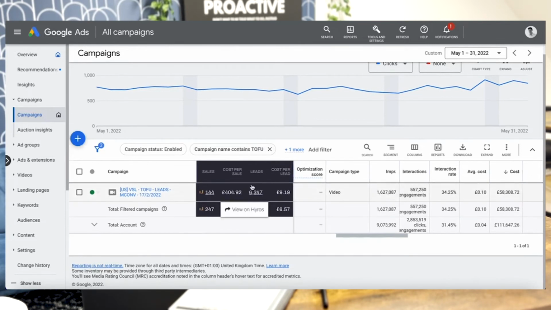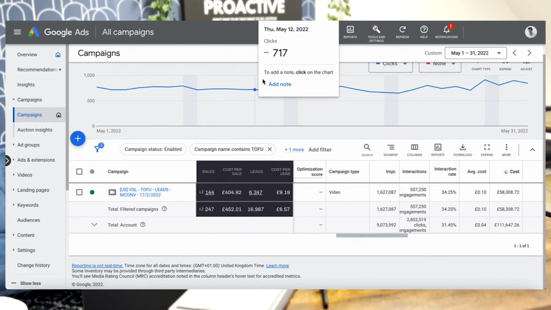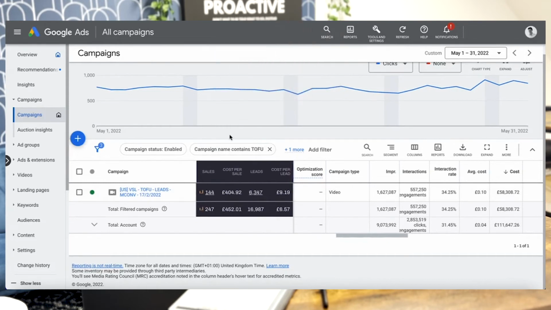So it's actually gone up, not quite double, but it's gone up by around £100, just over. But look at the sales numbers. We've also generated 144 sales. You can see the cost per lead has also increased, and that's why we track those metrics, because there's a direct correlation between higher cost per lead and higher cost per sale.